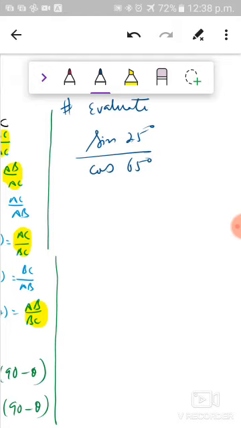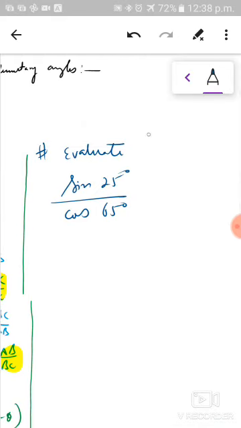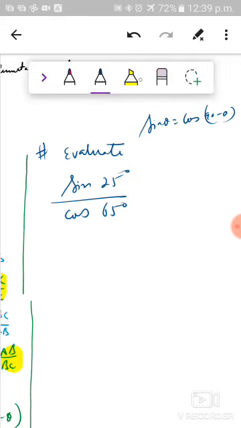So sine 25 degree, and as we know that sine theta is equal to cos 90 minus theta. So in place of this sine theta, see here very carefully, I am going to write cos 90 minus, what is our theta here, that is 25 degree. So in place of theta we will write 25 degree, there is no need to change this cos which is in the denominator, 65 degree.